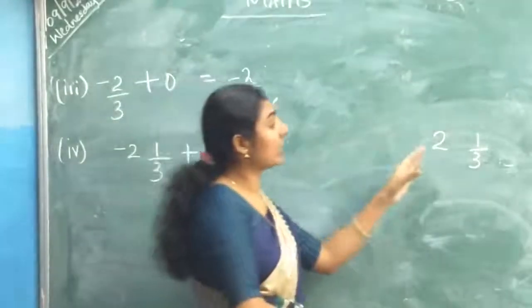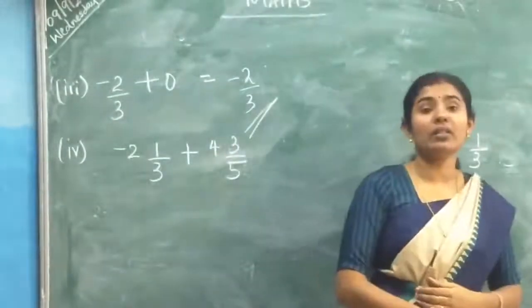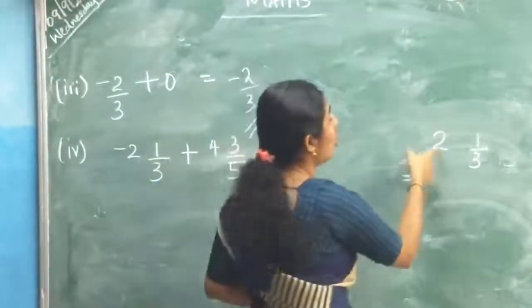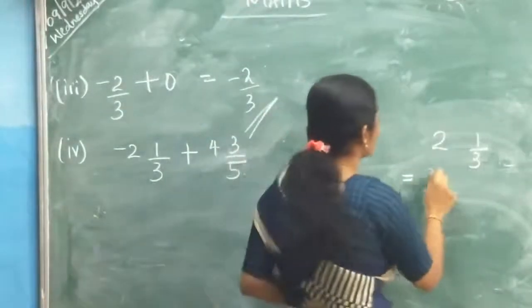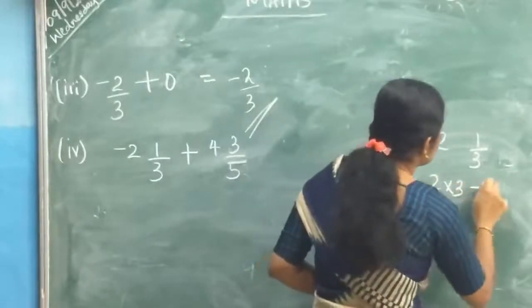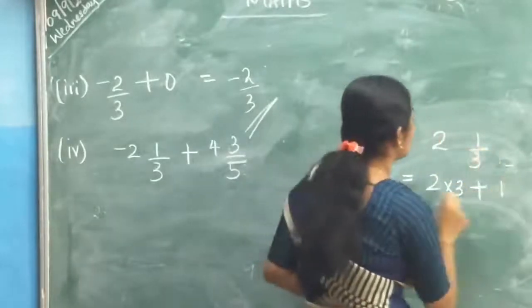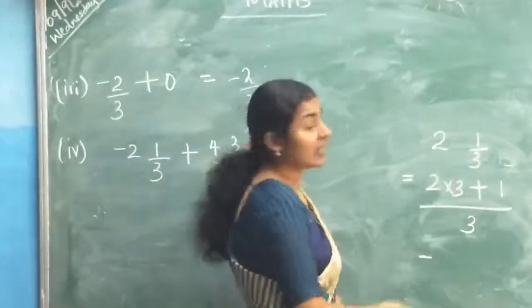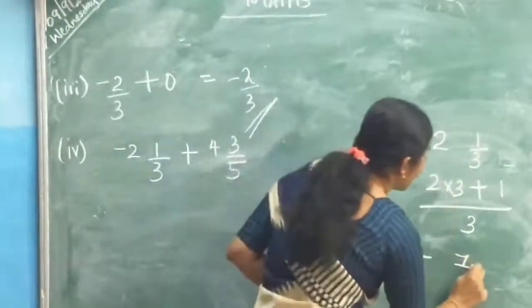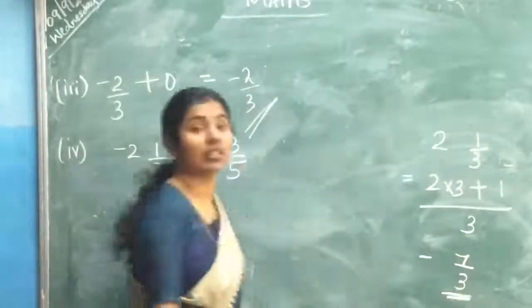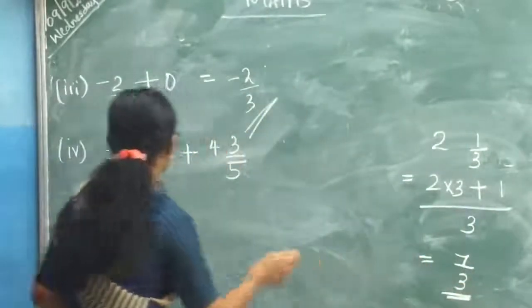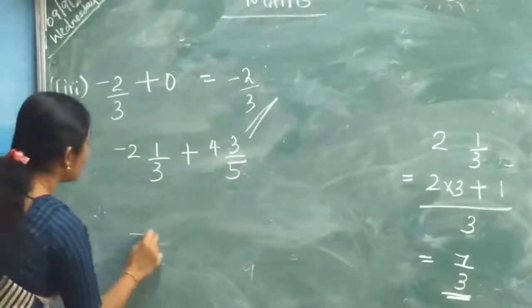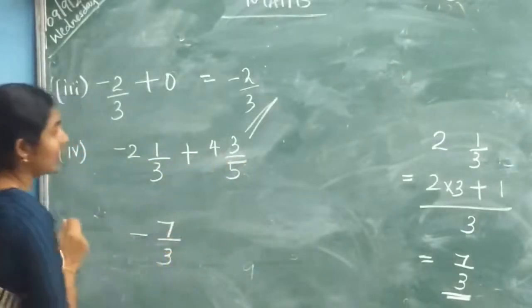How to make a mixed fraction into an improper fraction? That also you have studied. Multiply the whole number with the denominator. 2 3s are 6. Add with the numerator. 6 plus 1 is 7. 7 by 3. So this number they have given a minus sign. So this number is minus 7 by 3.